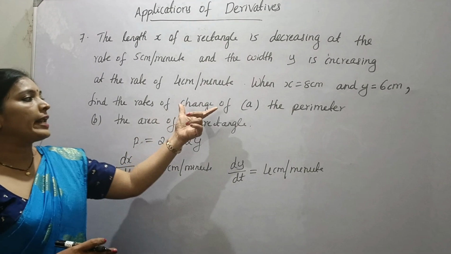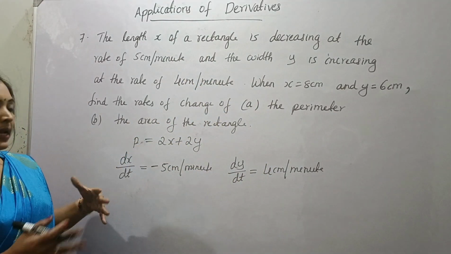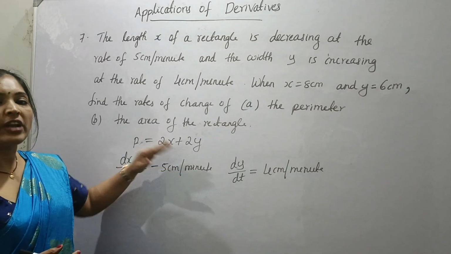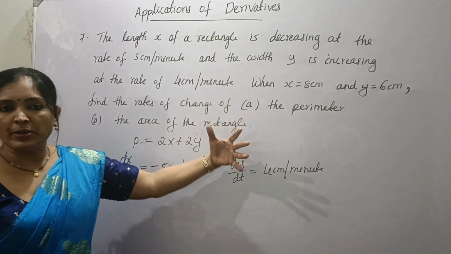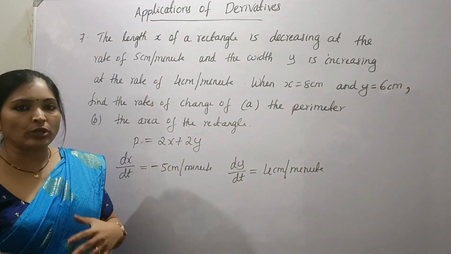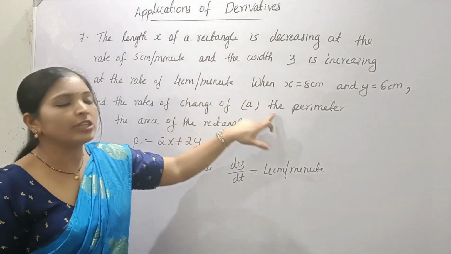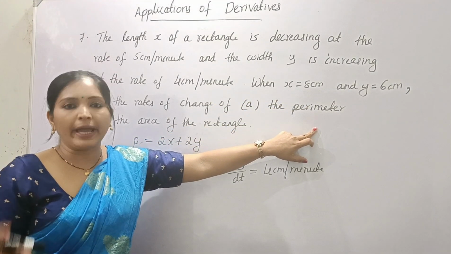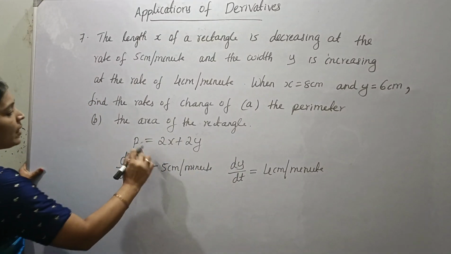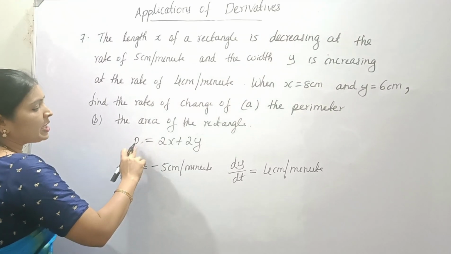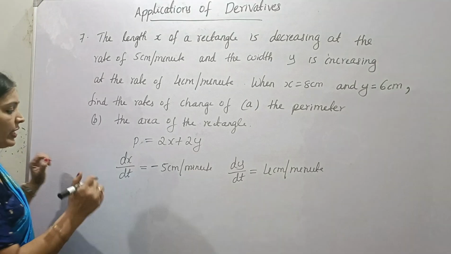We need to find the rate of change of perimeter. It is given that the rate of change of length and width is per minute, so the rate of change of perimeter with respect to time will also be per minute. How the perimeter changes for a minute. Here is our formula: perimeter P is equal to 2x plus 2y, where x is the length of the rectangle and y is the width of the rectangle.